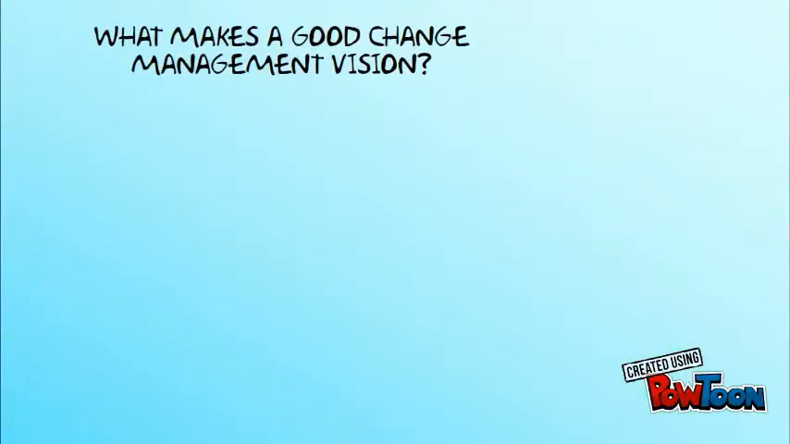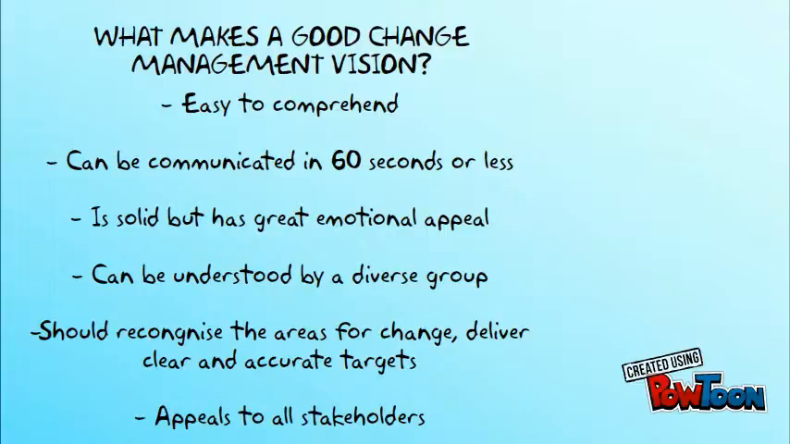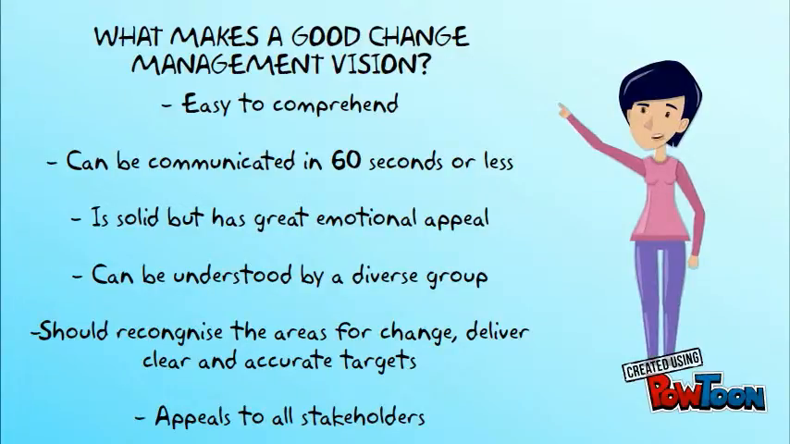So what makes a good change management vision? A good change management vision is easy to comprehend. It can be communicated in 60 seconds or less. It can be understood by a diverse group of people. It should deliver clear targets and appeal to all stakeholders.